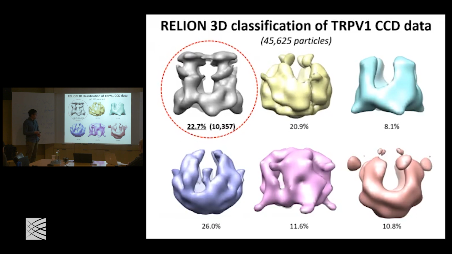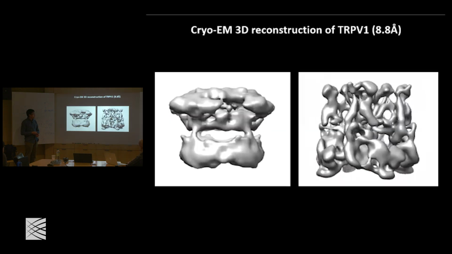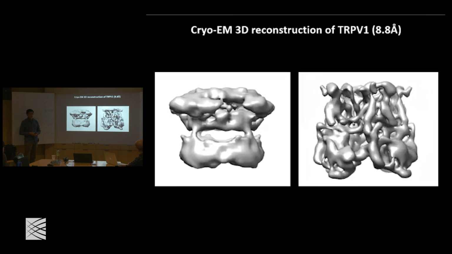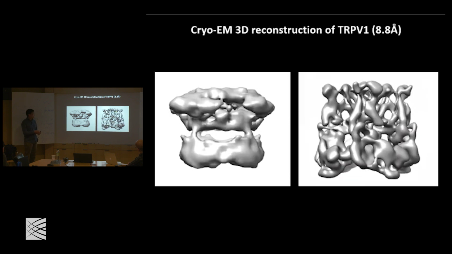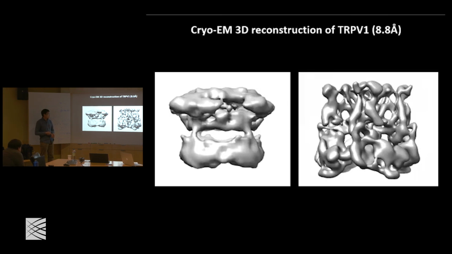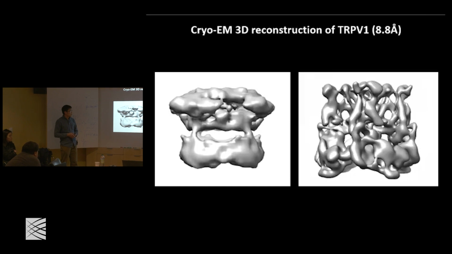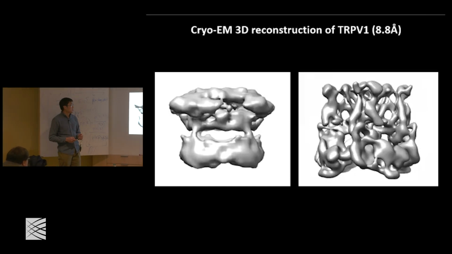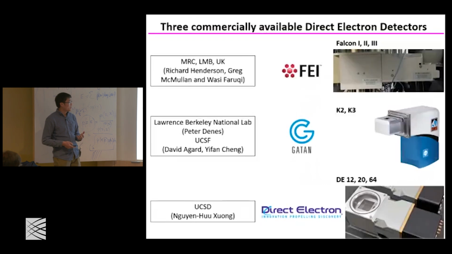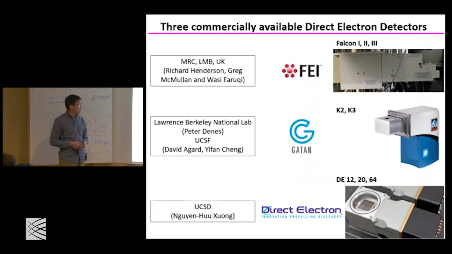Using only about 10K particles, we were able to achieve a resolution of about 8.8 angstrom. There we can already see isolated transmembrane helices and also a very nice shape of the anchoring domain. At that time, even without a direct electron detector, that would also have been a record that year. But I think at that time cryo-EM was really being blessed. So we had another revolution coming, which is the electron detector.